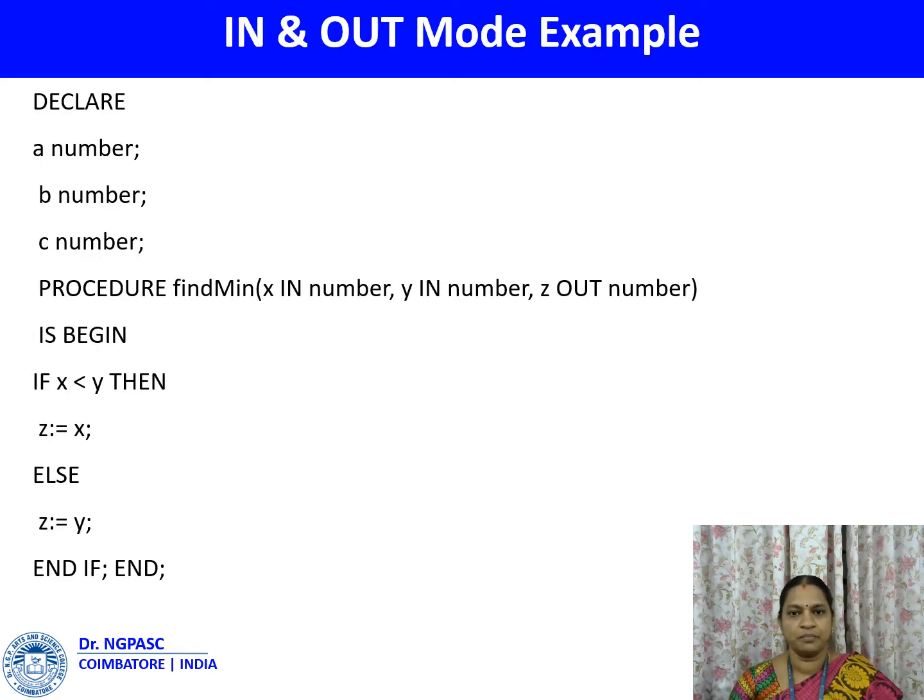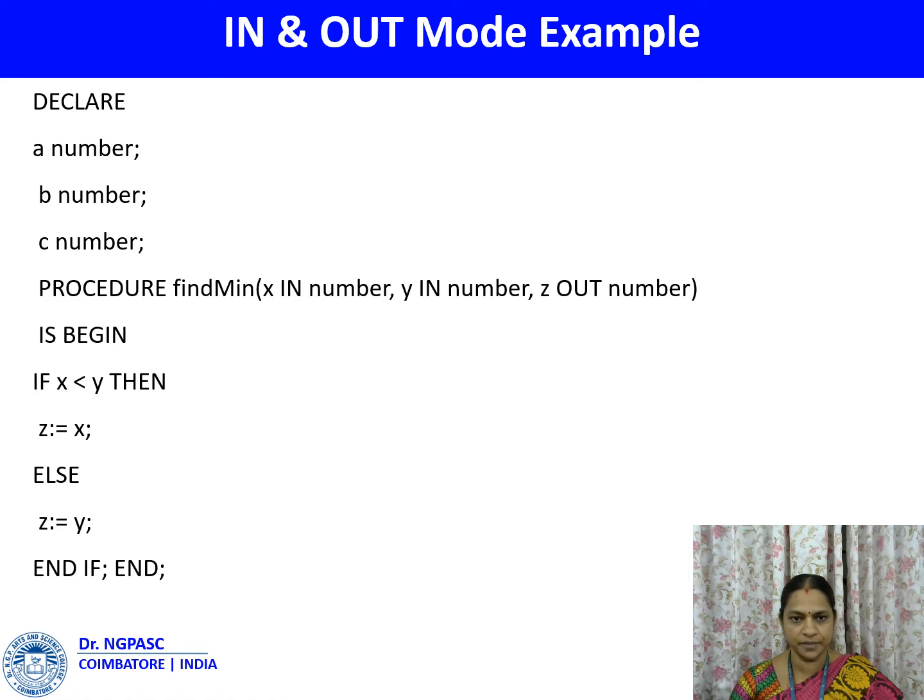Next is an example for IN and OUT mode. Here I have given an example for finding the minimum number between two numbers. First we have to declare the variables. What are all the variables we are using in the program? We need three variables for this program: two for getting the input values, and one for giving the output value.